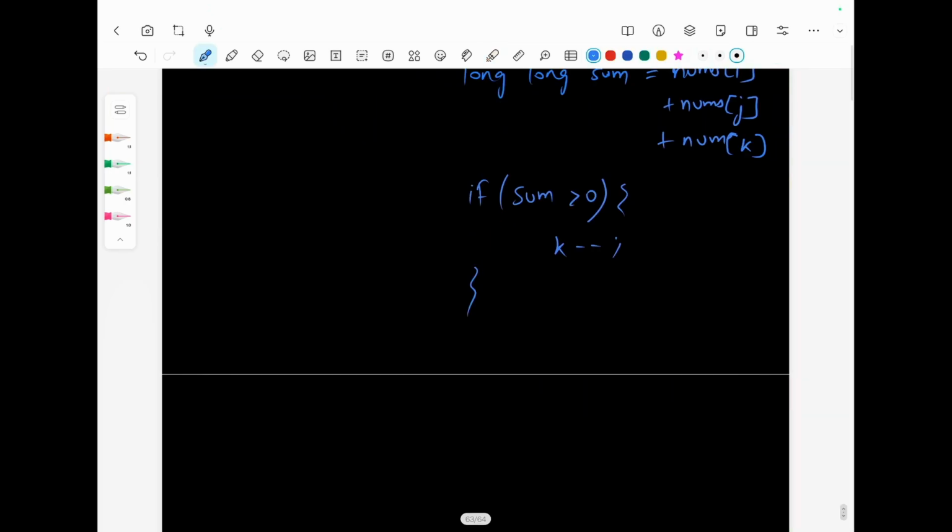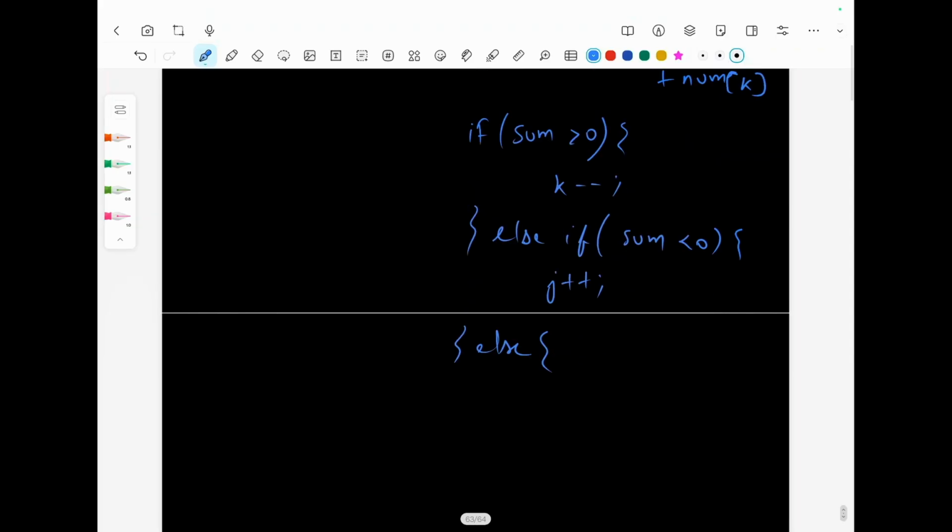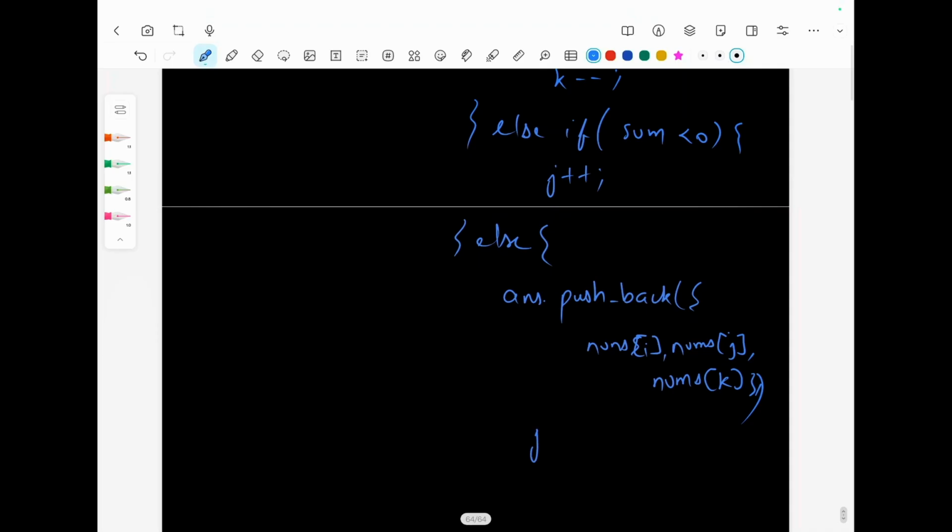Okay, similarly else if my sum is smaller, that means I need a greater value, then I will move my j. Else my sum is equal to 0. If it is equal to 0, we will push back all 3 values into the answer array and move our j and k, because we already took these values.